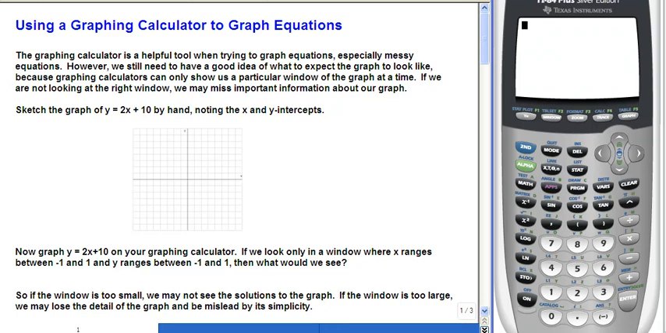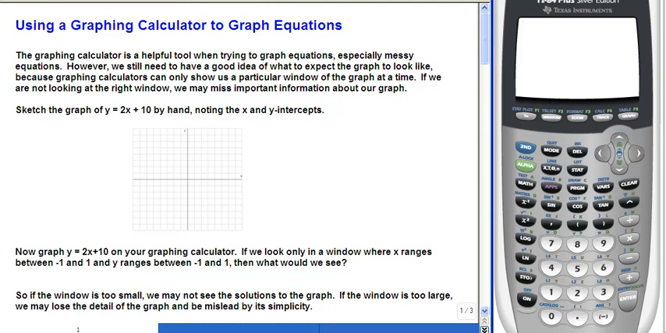Now, it's important to still have a good idea of what to expect a graph to look like, because graphing calculators can only show us a particular window of the graph at a time. If we're not looking at the right window, then we may miss out on some of the important information about our graph. So let's start with a fairly basic equation, y equals 2x plus 10, and we're going to graph it by hand, noting the x and the y intercepts.